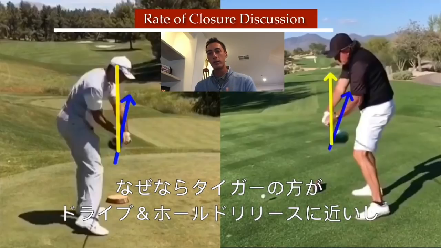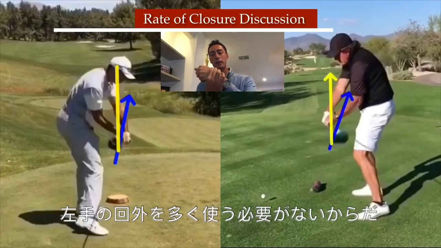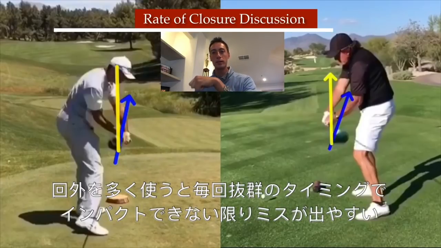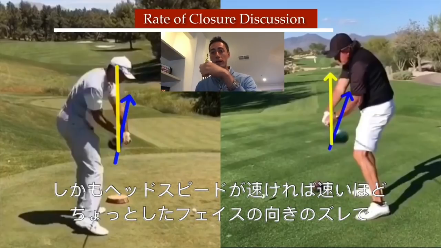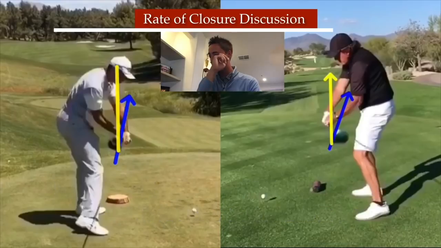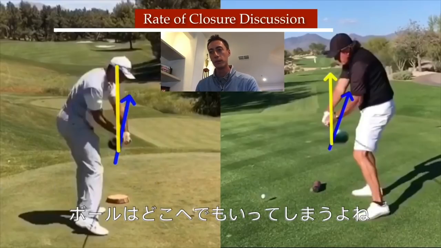Now the reason for this is because we're going to see Tiger Woods get a little bit more of a drive and hold release pattern. He's not going to have a lot of late second supination in the golf swing, which I would say is inconsistent because you've got to time that every single time, right? And especially when you're swinging really fast, if you have a lot of late second supination, you're going to hit the ball all over the place, right?